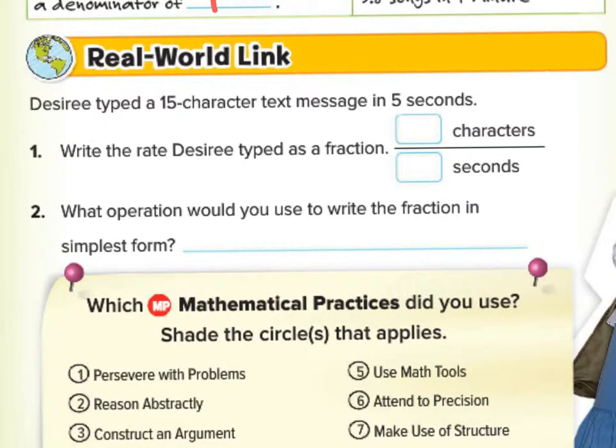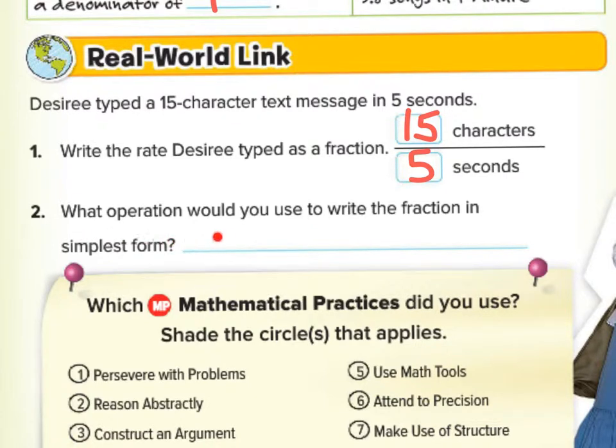And a real-world example. Desiree typed a 15-character text message in 5 seconds. She did 15 characters, which means 15 letters, spaces, colons, half brackets to make a smiley face. So she did 15 characters in 5 seconds. Do you see how this is a ratio? We're comparing two different units, but it's a rate because we're explaining how they associate with one another. 15 in 5, 15 characters in 5 seconds.